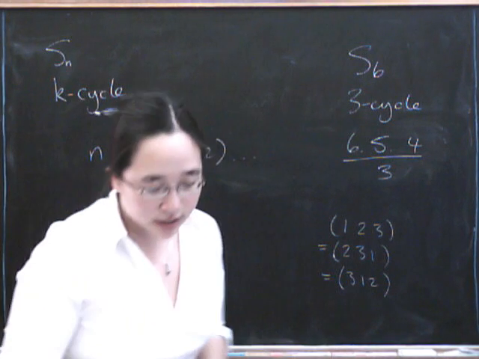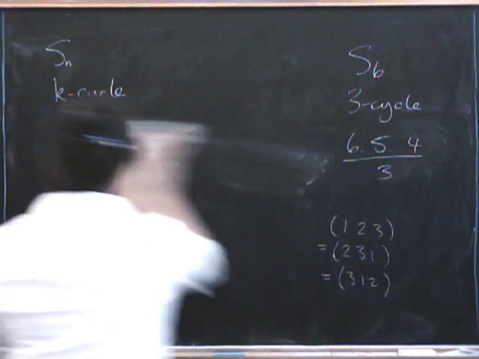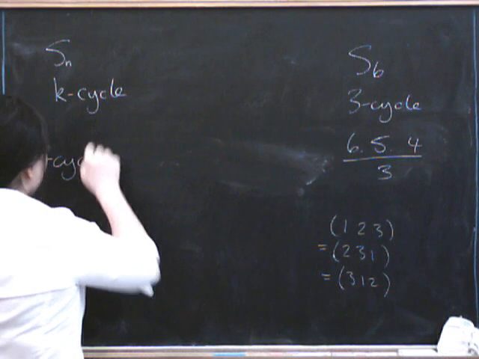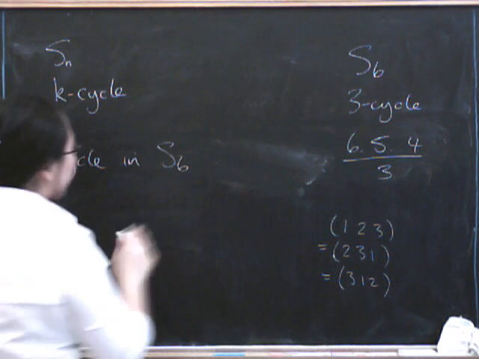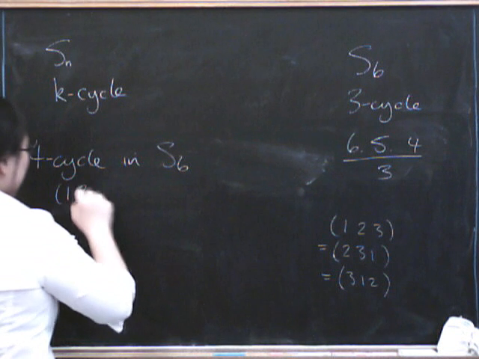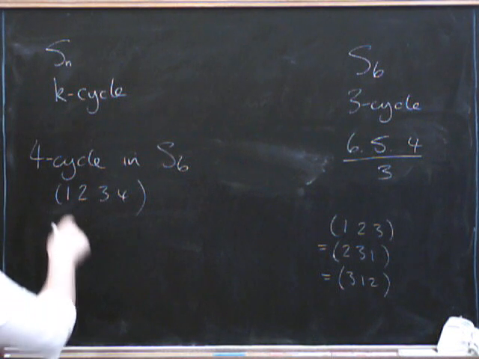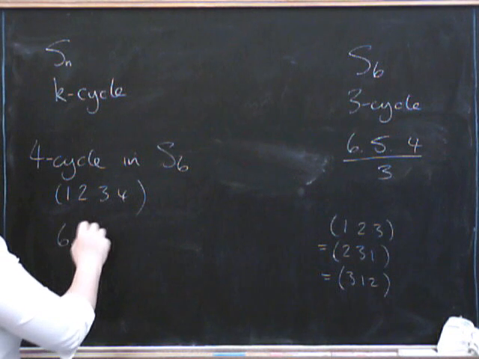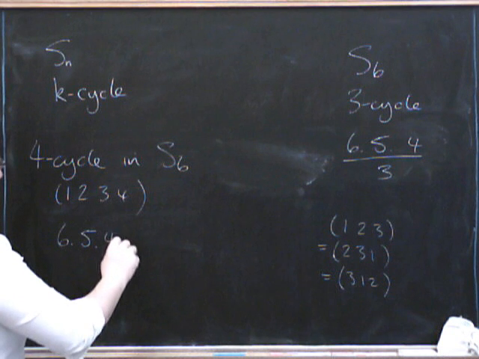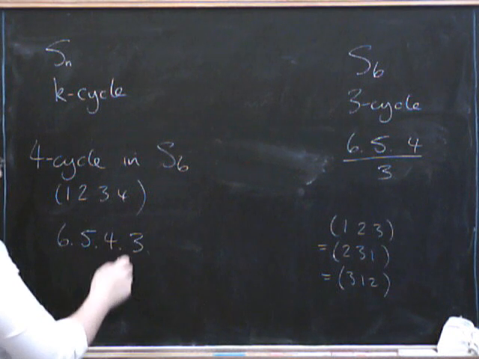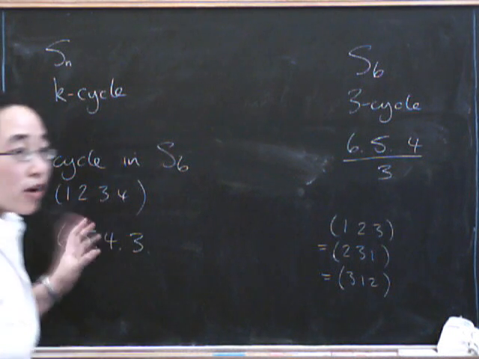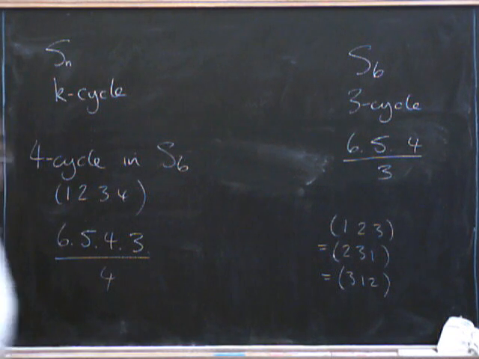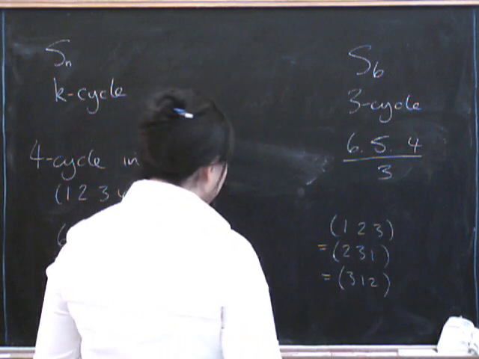So if we look at another one in S6, a 4 cycle in S6, how many elements of that type are there? For example, here's a 4 cycle. Well, we've got 6 possible numbers for the first number. And then once we've done that, we've got only 5 left for the second number, 4 possible choices for the third number, and 3 possible choices for the fourth number. Now we've overcounted by a factor of 4, so we have to divide out by 4. So that's the principle for cycles.